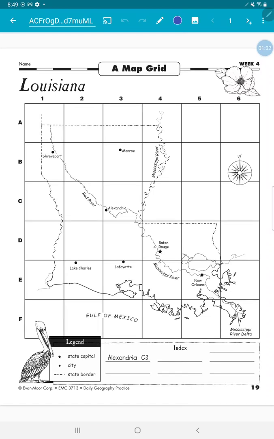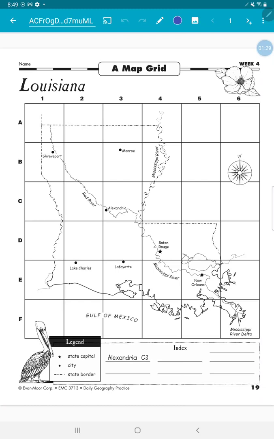There's numbers and letters. Those numbers and letters that are making the boxes on the map are called a grid. So a grid's a pattern of lines that makes squares. So why do you think that they would put a grid on a map? Why would you maybe want a grid on a map, Scotty? To find a certain place.